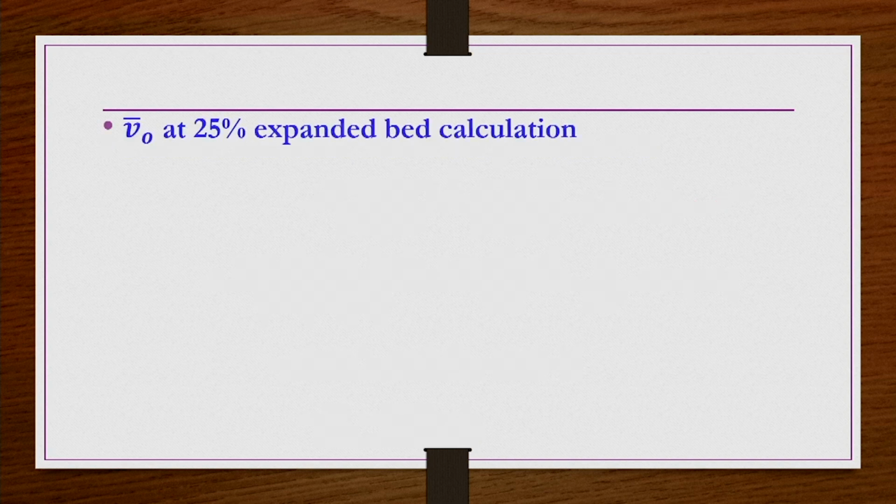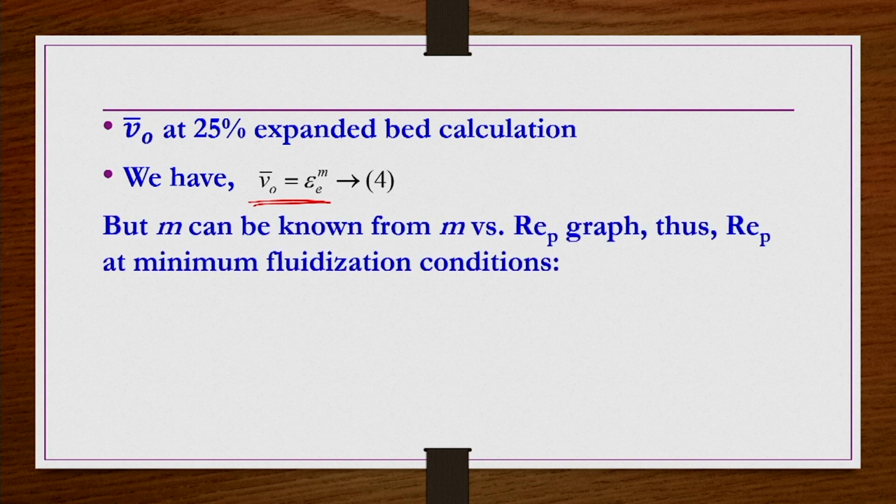Okay. Now the second part, the superficial velocity at 25% expanded bed. We have this equation for V0 bar for expanded beds, but we do not know what epsilon E is. If we know that, we can calculate it. And we do not know m also, so we have to calculate both. We can calculate m from the graph of m versus Rep. So, first let us calculate Rep.